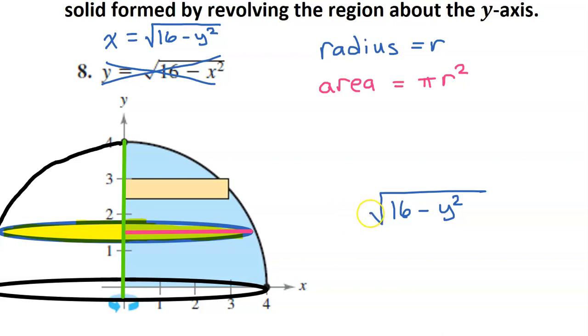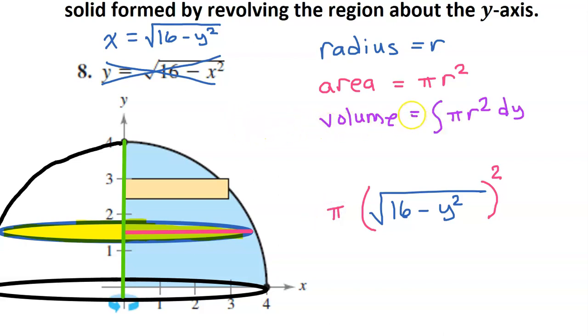Step 2 is to come up with an expression for the area of a single disk. Area is pi r squared. Since we have an expression for the radius, all we have to do is square it and put pi in front.